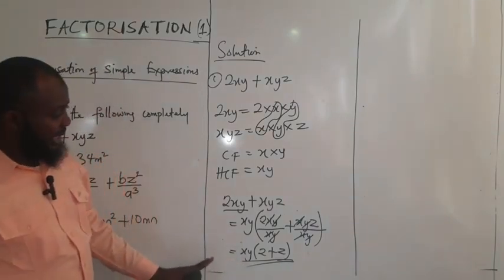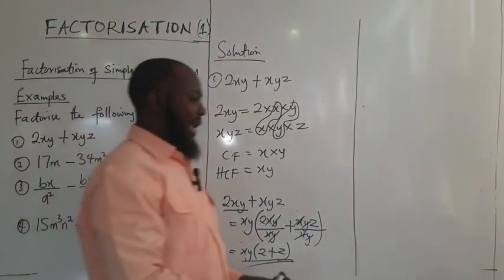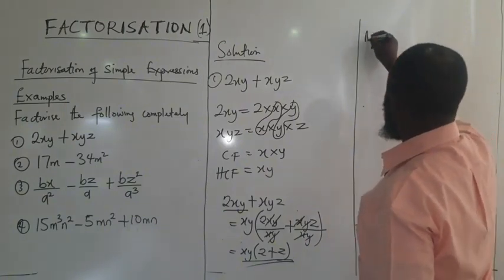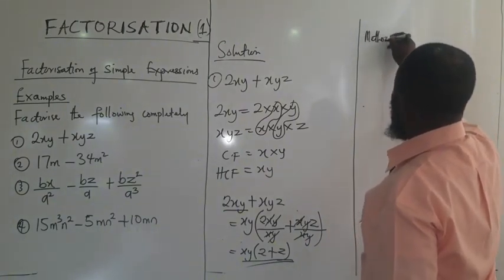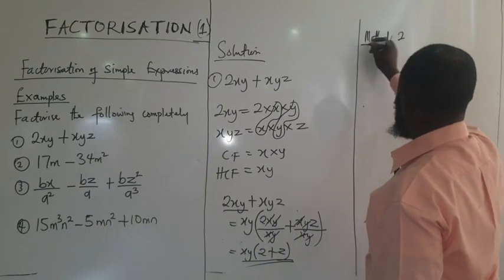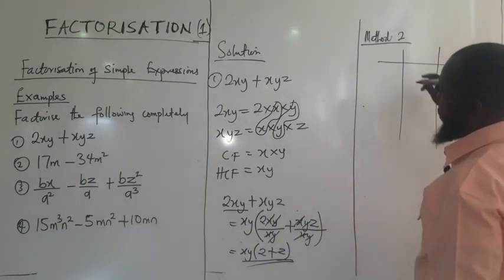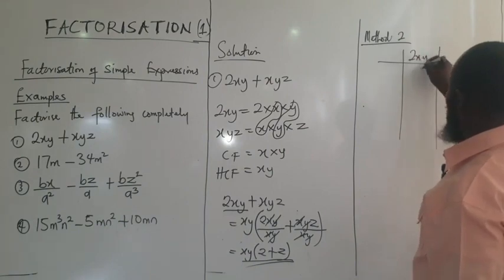So another method we can adopt here, we can as well adopt the column method to solve this. Method 2. You get your answer straight. So what we just need to do, put the columns here. So this is 2xy.